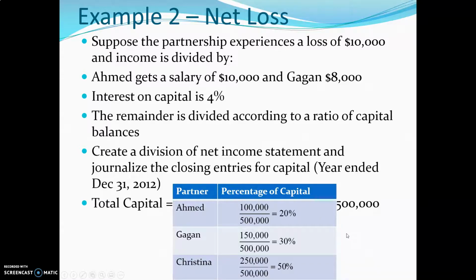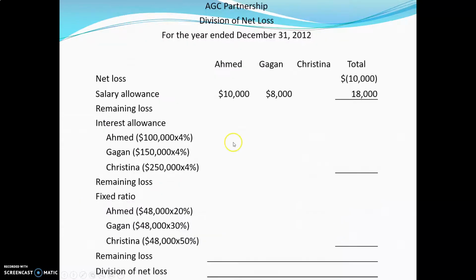Let's go into the next part. So how does this actually look? This is what we call a division of net loss. And it's pretty step by step, where you get to see the loss, the salaries originally put in here at the top. Then we have the interest. Then we have the remaining balances end up being dispersed amongst everybody else.